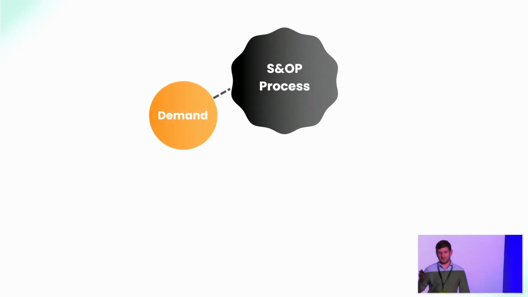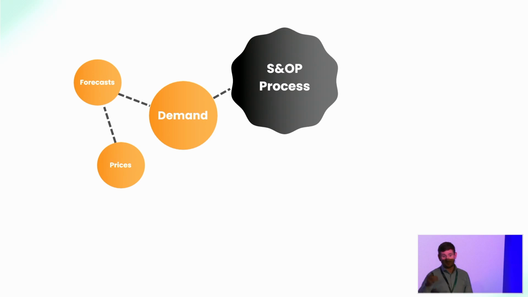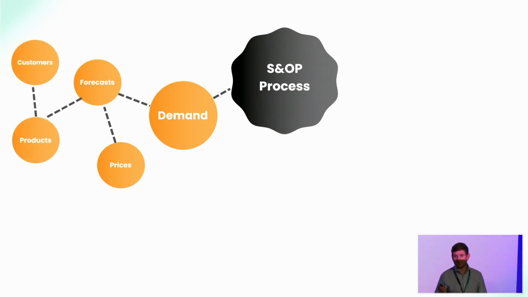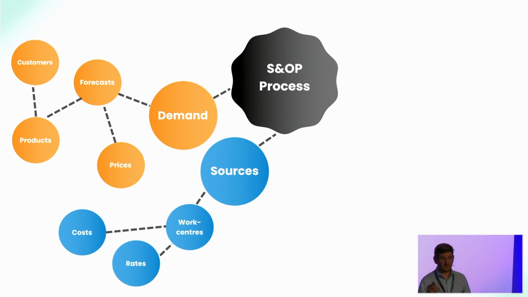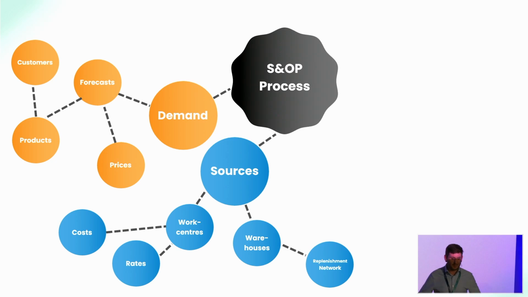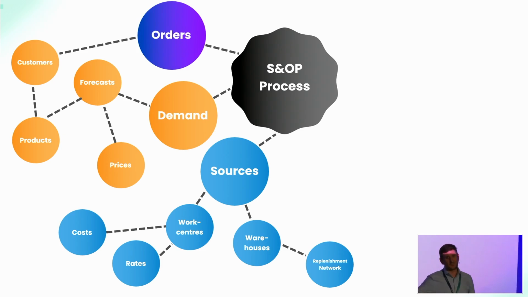We've got a demand input, which is based on a forecast, both in terms of value and quantity for our customers and our products. We need to be thinking about our sources. Those might be both sources of manufacturing, so work centers, costs, rates, planning rules, shuts, constraints, as well as inventory in the network, external suppliers, transport costs. At the same time, we've got continuous incoming orders, which are changing the picture. They're always different to the demand because the forecast is always wrong.